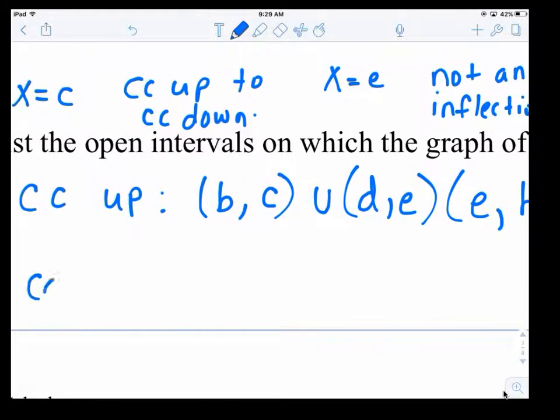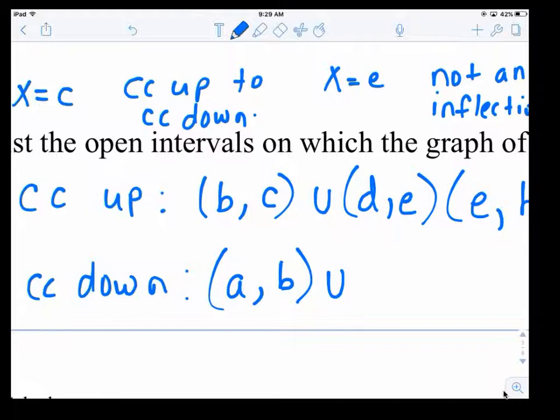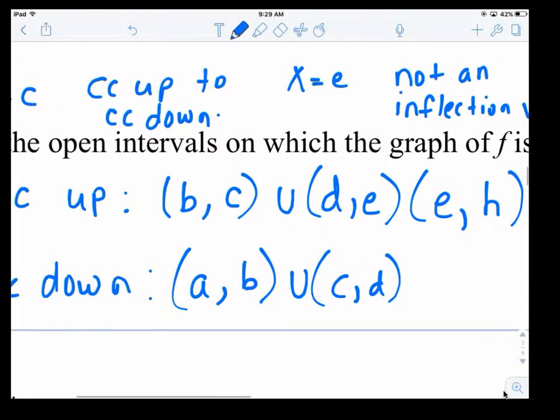Okay, good. And then it would be concave down from A to B, right? And then where else? C to D. And H to K.